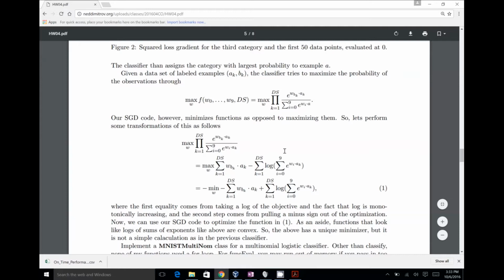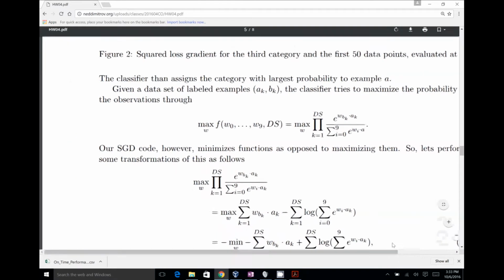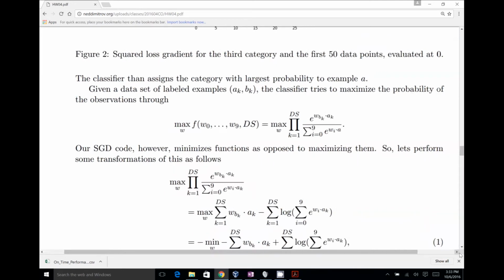My first question is, do you all understand why this expression here, and I can increase the font in just a second, why this expression is a maximum likelihood expression?